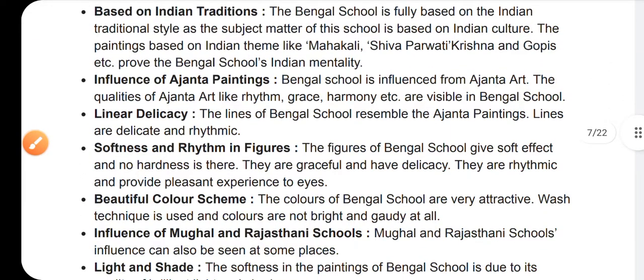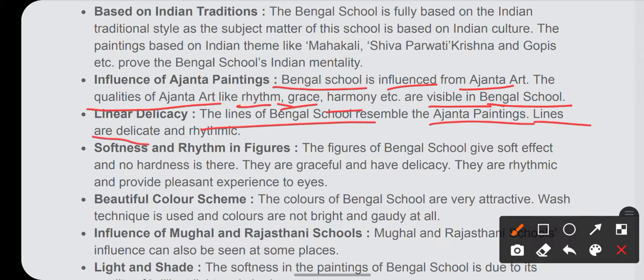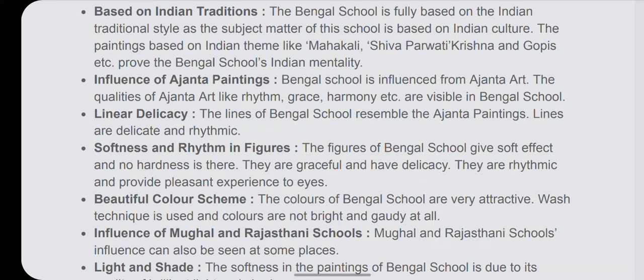Influence of Ajanta paintings. Bengal school is influenced by Ajanta art. The qualities of Ajanta art like rhythm, grace, harmony etc. are visible in Bengal school. Linear delicacy: the lines of Bengal school resemble the Ajanta paintings. Lines are delicate and rhythmic. Softness and rhythm in figures: the figures of Bengal school give a soft effect and no hardness is there. They are graceful and have delicacy. They are rhythmic and provide a pleasant experience to the eyes.